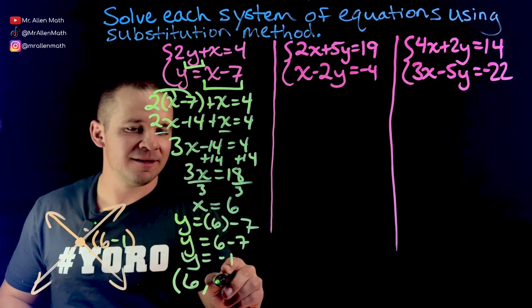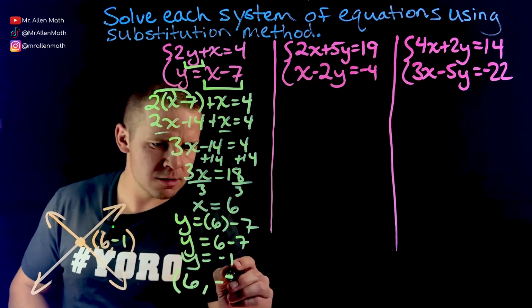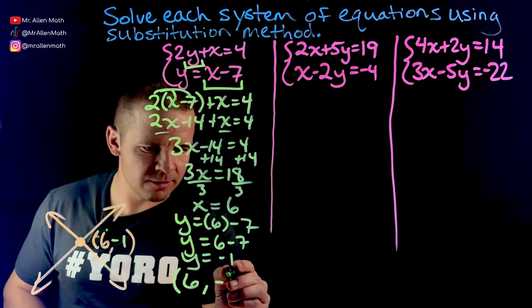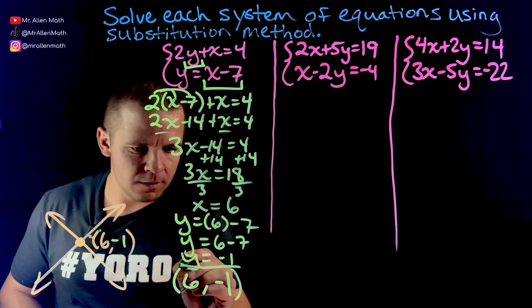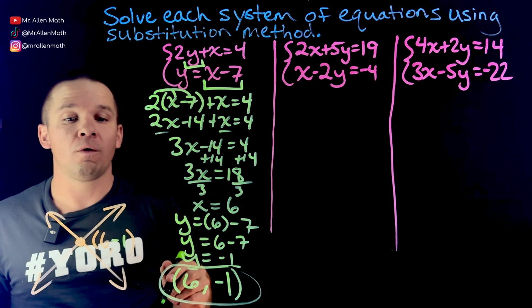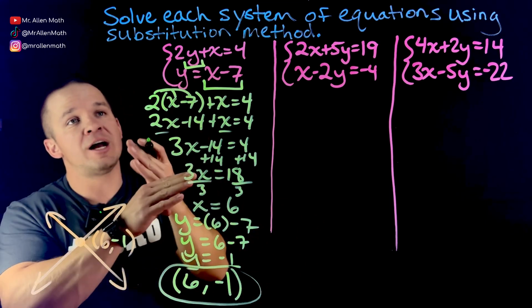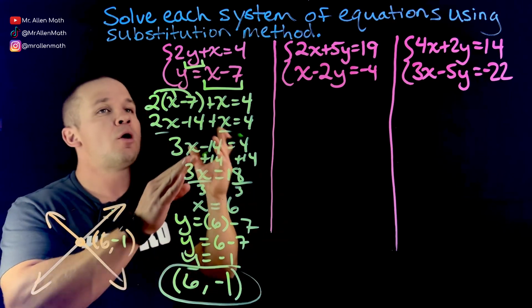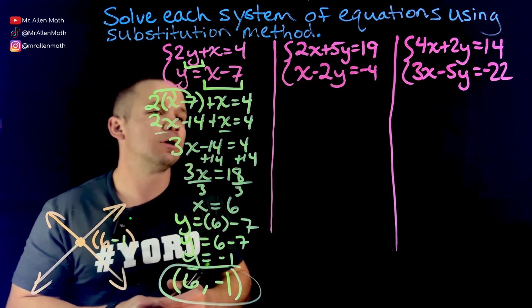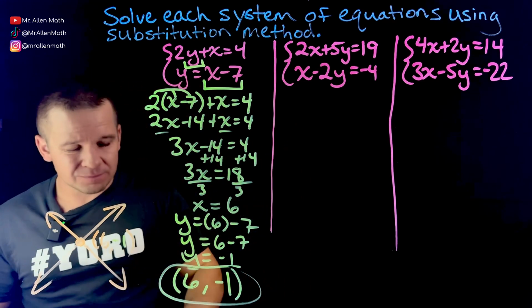So my answer here is 6 comma -1. Got to erase that. Doesn't erase very well on here. Solution, right? It's an ordered pair, a point on a graph, 6 comma -1. That's where these two lines, if they were graphed, would intersect. Cool? Move on to the next one here.